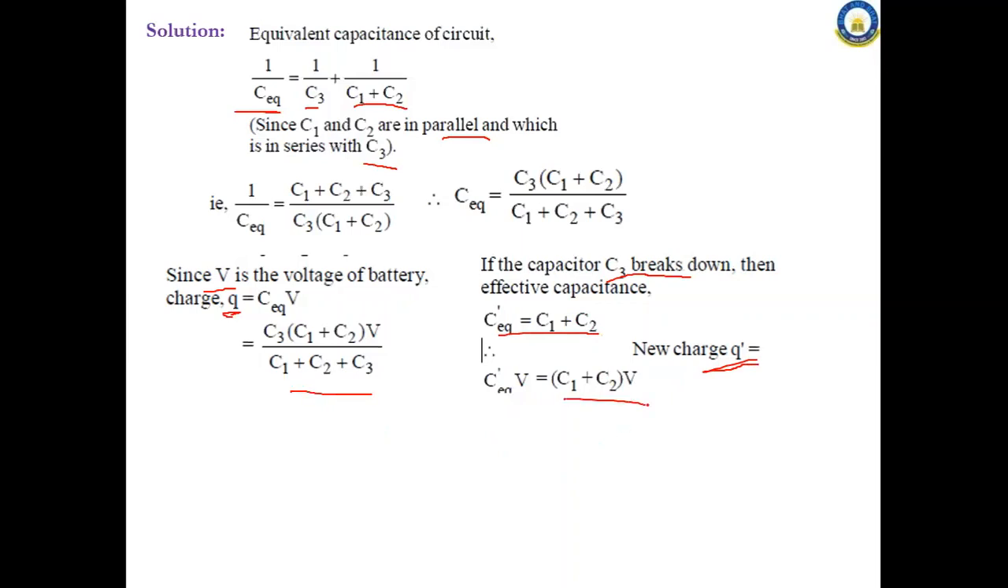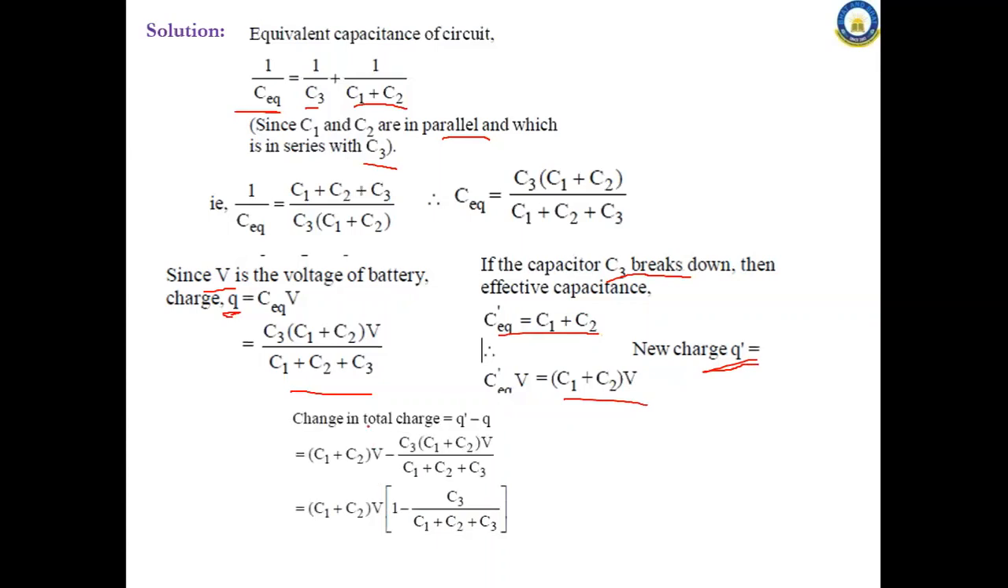So what is the change? Change in the total charge is Q dash minus Q. In this, C1 plus C2 into V is common. Therefore inside the bracket you are left with 1 minus C3 by C1 plus C2 plus C3. So this is the correct option given there, option A.